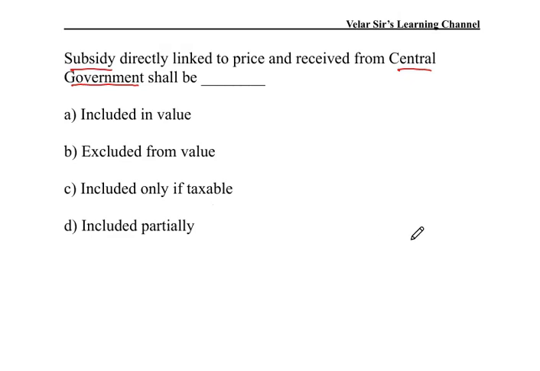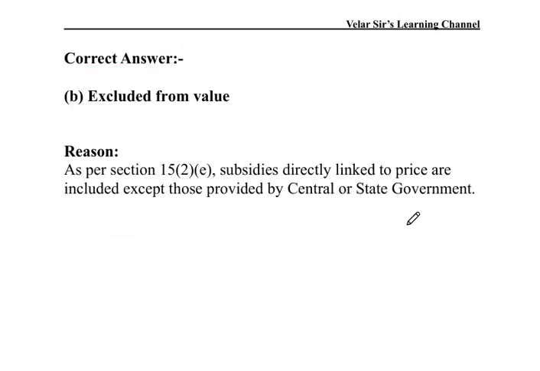The correct answer is B, excluded from the value. The reason for this is, as per section 15 subsection 2 clause E, subsidies which are directly linked to the price are included, except those provided by the central government. If the subsidies are received from the central government or state government, they should be excluded. That is the proper explanation of this MCQ.